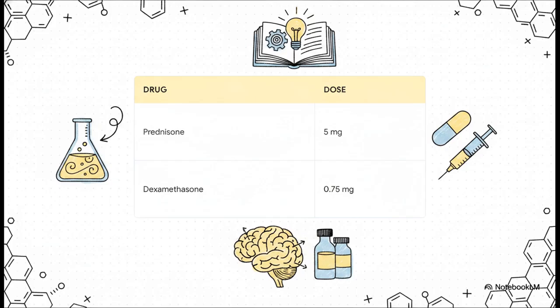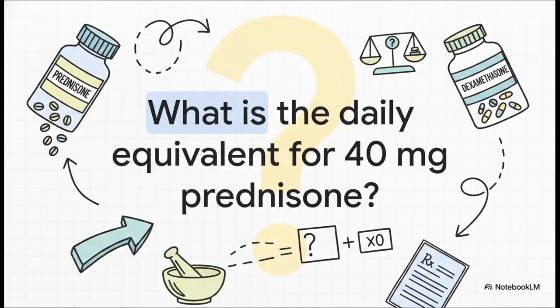You need to know, cold, that 5 milligrams of prednisone is therapeutically equivalent to 0.75 milligrams of dexamethasone. This is just foundational knowledge. Let's put that memorized knowledge right to the test. A pharmacist is switching a patient from prednisone, 40 milligrams orally daily, to an equivalent dose of oral dexamethasone given once daily. What is the equivalent daily dose?